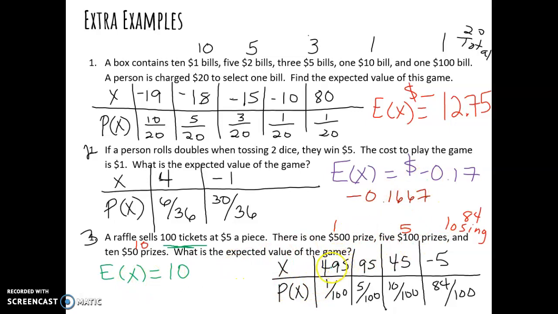So the probability of a profit of $495 is 1 out of 100. 95 would be 5 out of 100. 45 would be 10 out of 100, and losing would be 84 out of 100. The expected value when we calculate this is -$10. All right, so that is all of the probability distribution and expected value. If you have questions, as always, please ask.